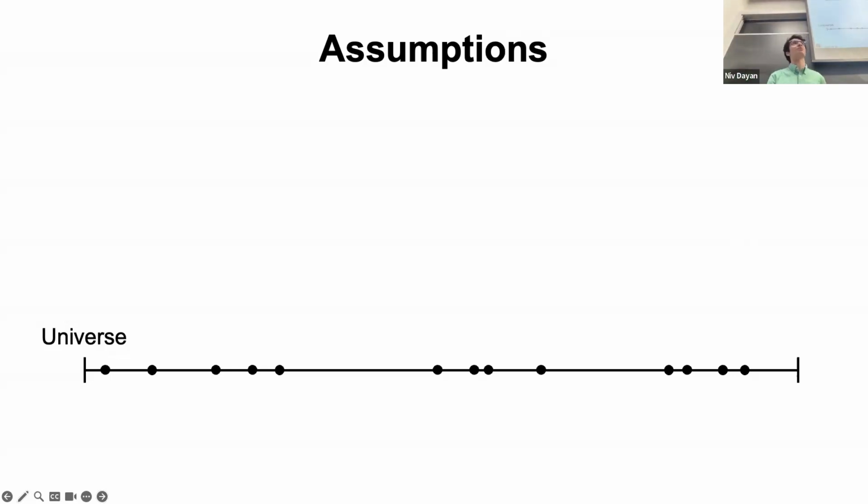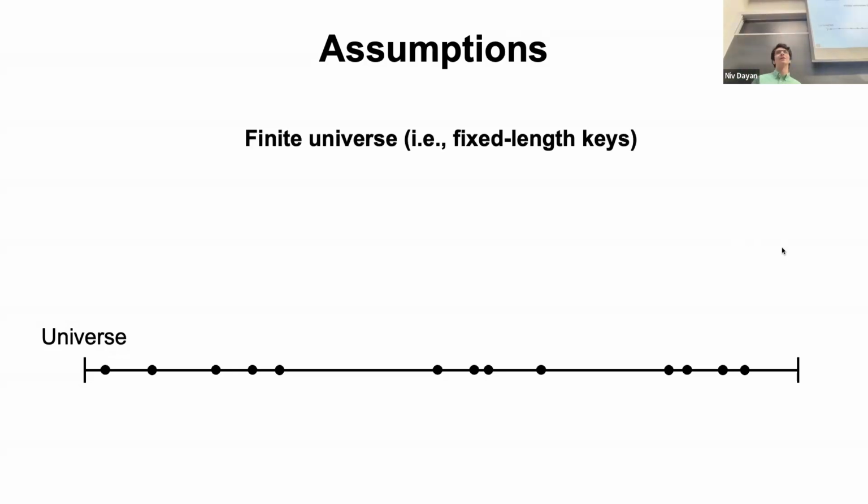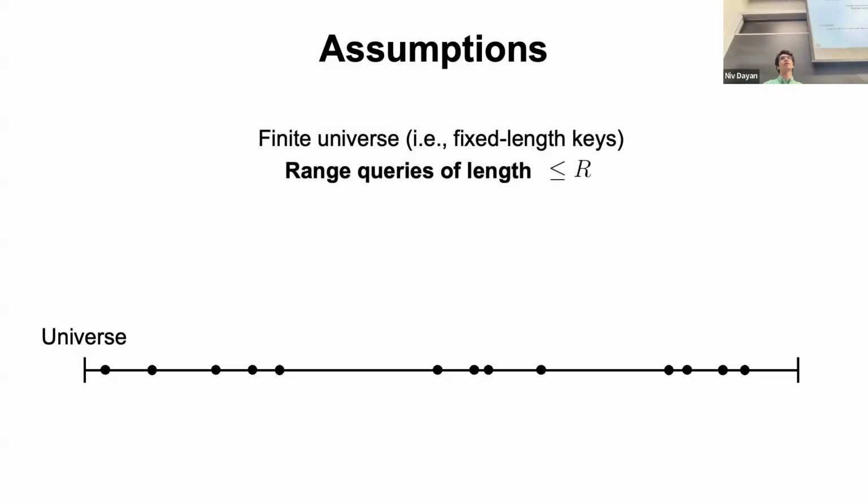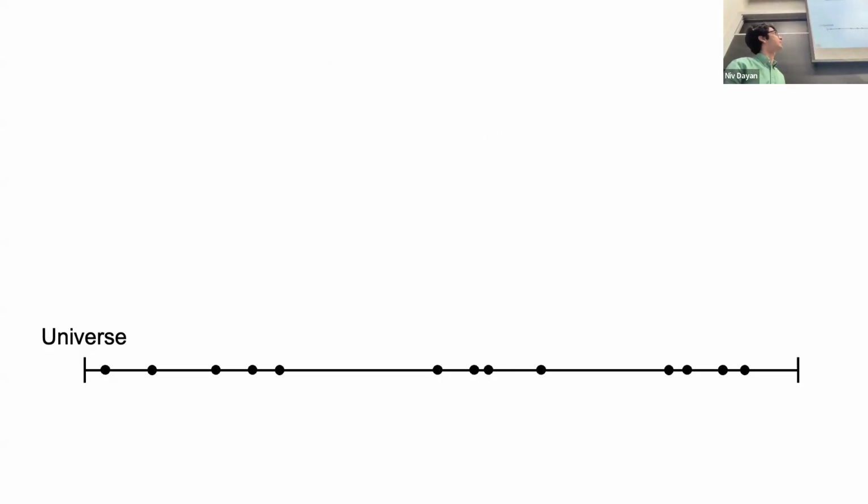Okay, I'm going to lay out some assumptions first. This is going to tie back into the discussion at the beginning of the lecture. I'm going to assume that our universe is a finite universe, so your keys are fixed length, and I'm going to assume our range query lengths are bounded. So I'm not going to be concerned with those variable length concerns that we talked about at the beginning. Those are going to be addressed by Diva, which is the next thing that we're going to talk about.